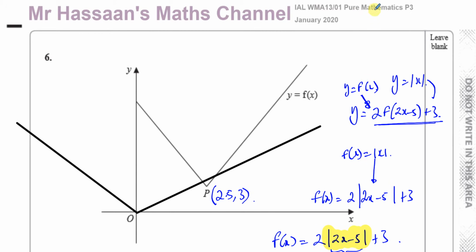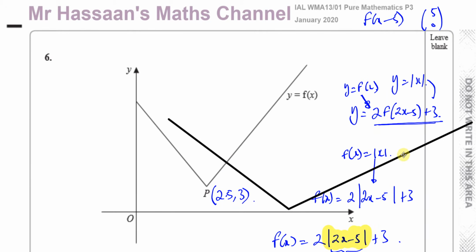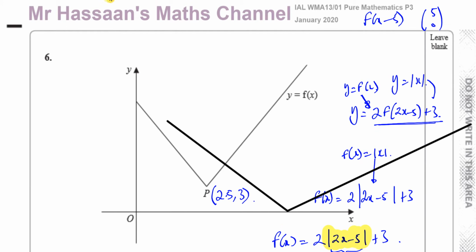So f(x) minus 5. If I just think about f(x) minus 5, that means a translation of (5, 0). You go 5 in the x direction. So this is going to end up somewhere over here at 5. Okay, so that's the first thing that happens.